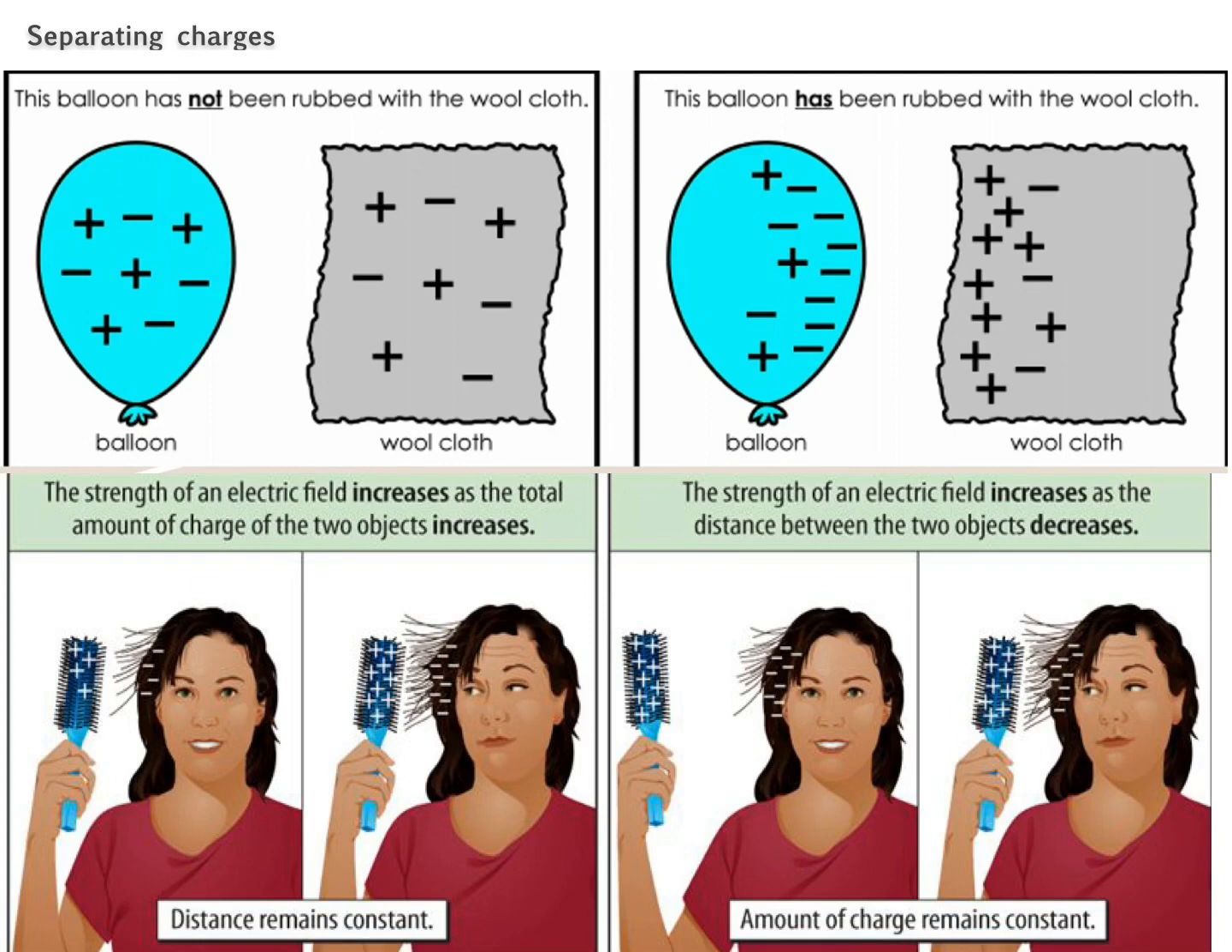The wool loses negative charge. Now it has more positive charge than negative charge. So it is positively charged.